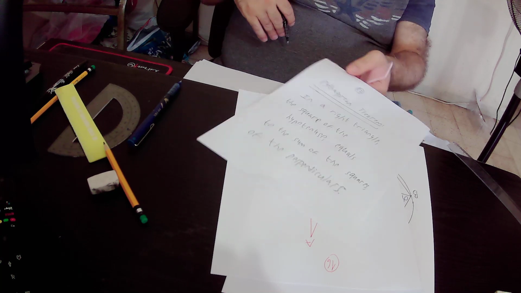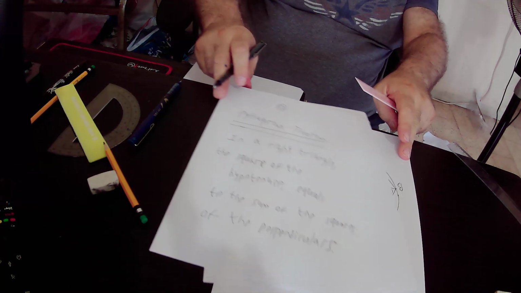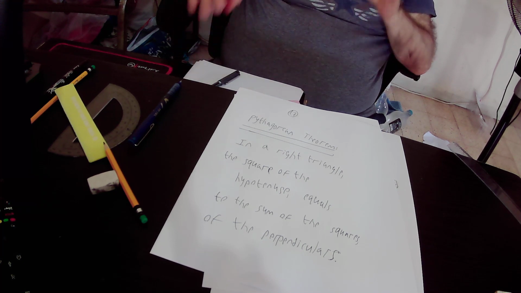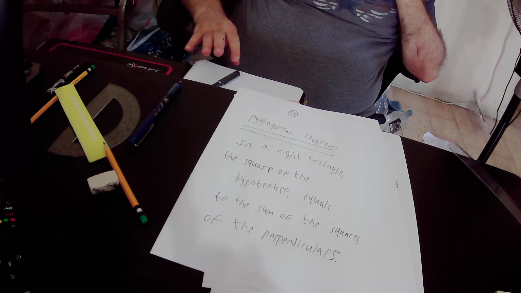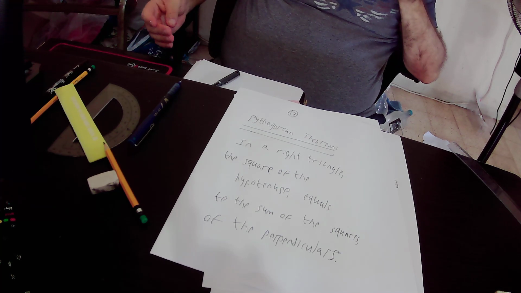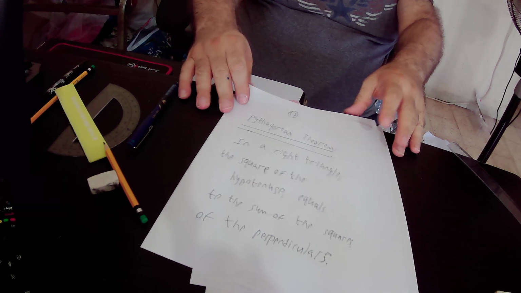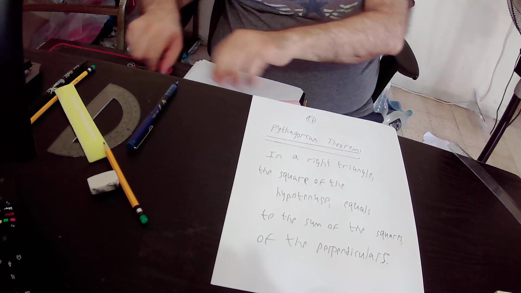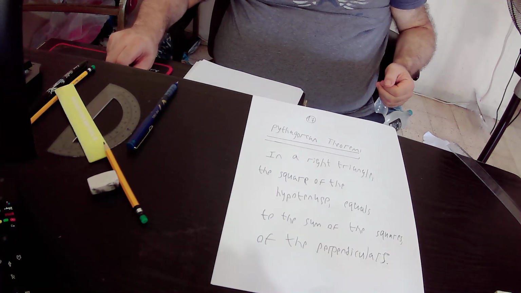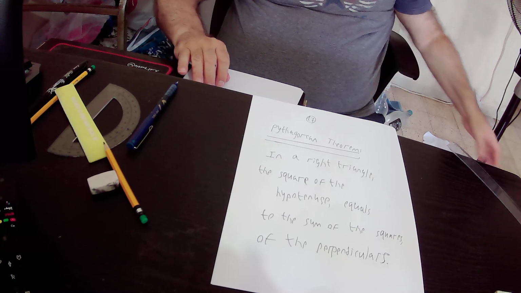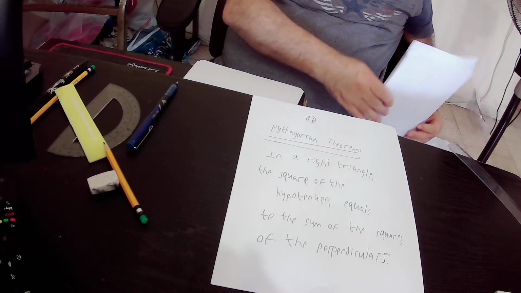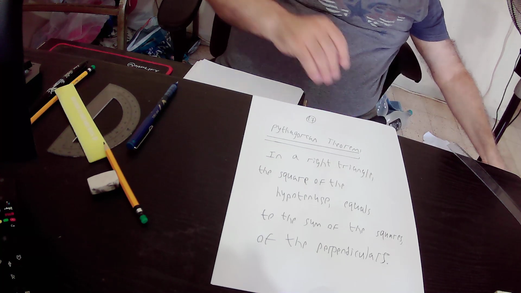So I will read again the Pythagorean theorem. In a right triangle, again, the Pythagorean theorem applies only on right triangles. In a right triangle, the square of the hypotenuse equals the sum of the squares of the perpendiculars.